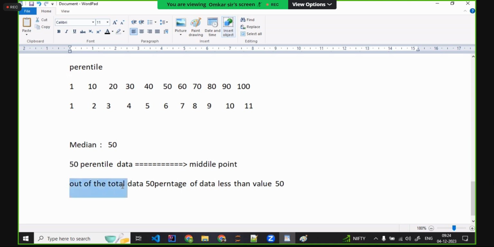What is the meaning of 50 percentile? Out of total data, what is the total data? 1 to 100. In that, 50 percentage means half of the data. This half of the data that you are seeing is less than which value? 50. That is the meaning of 50 percentile.